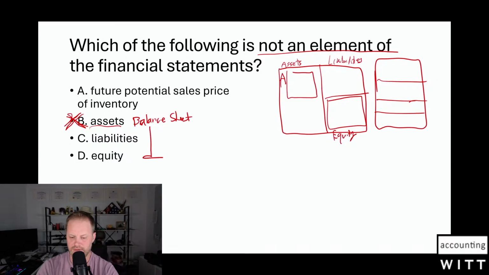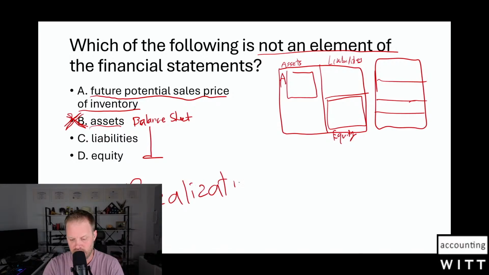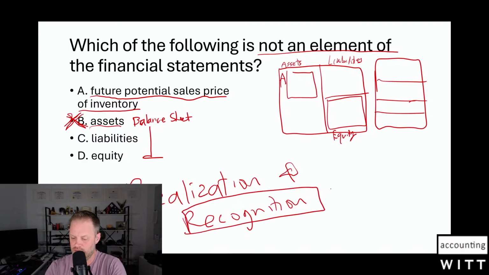All of them are. So future potential sales price of inventory. Well, this gets into our realization and recognition principles. So recognition is like when you write it down. So your financial statements are going to have nothing unrecognized. So you could recognize unrealized gains.